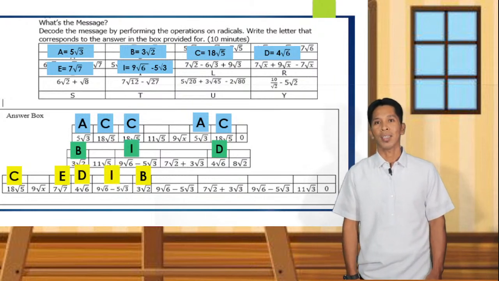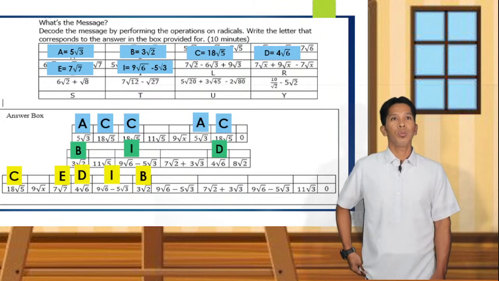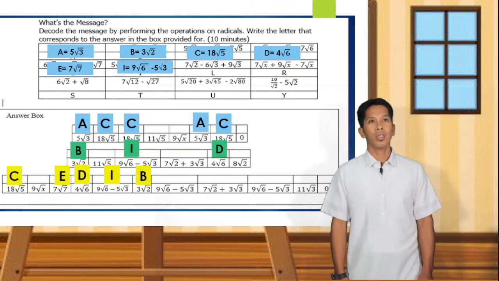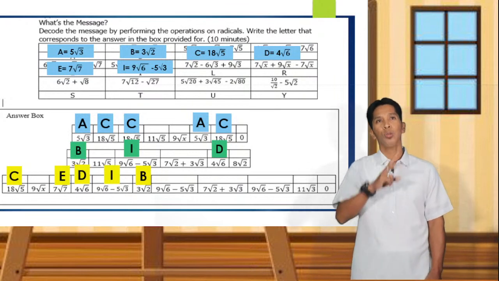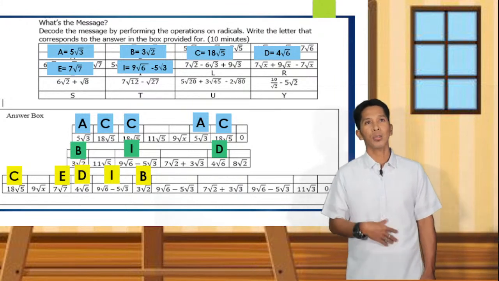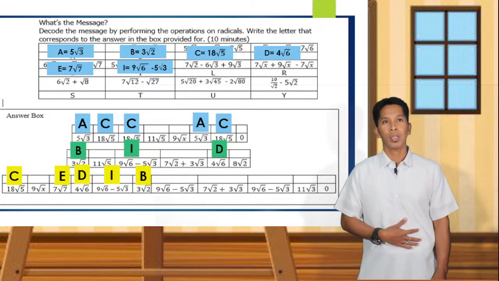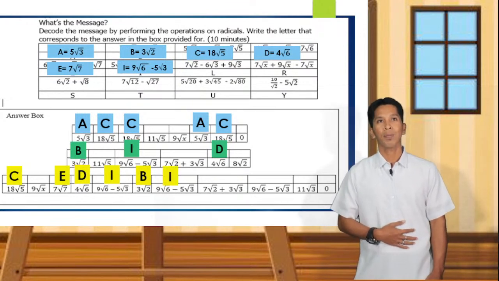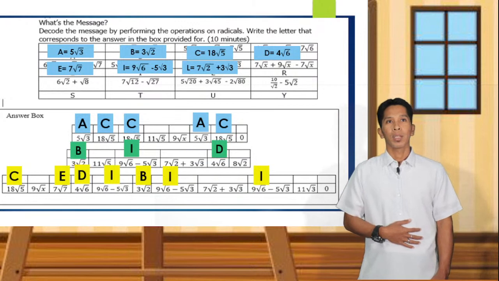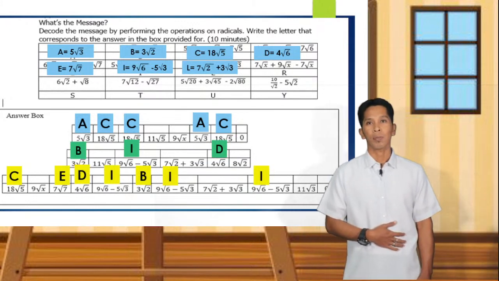Next, 7 square root of 2 minus 6 square root of 3 plus 9 square root of 3. So the last two radical expressions, again, are similar. So we can combine negative 6 square root of 3 plus 9 square root of 3. So we add that. That will give us 3 square root of 3. So the final answer will be 7 square root of 2 plus 3 square root of 3.